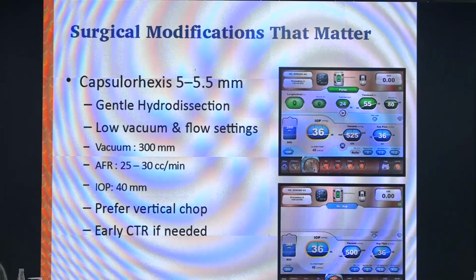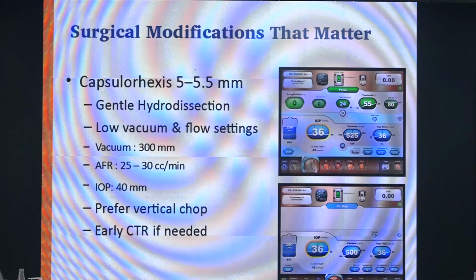Now, we all need to know that our surgical parameters for high myopes need to be different. So, the rhexis, because things appear to be closer to you when you're doing your surgery, you might end up with a rhexis which is larger than what you anticipated or what you desired. So, rhexis should be spot on. Your gentle hydrodissection, your settings should be adequate for high myopes.